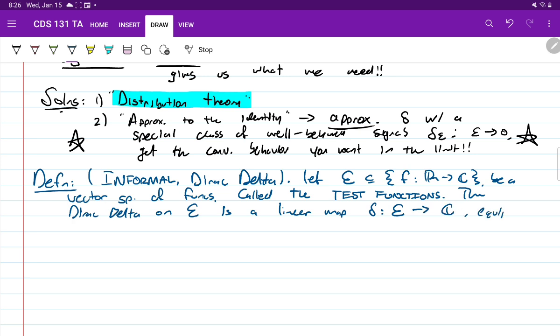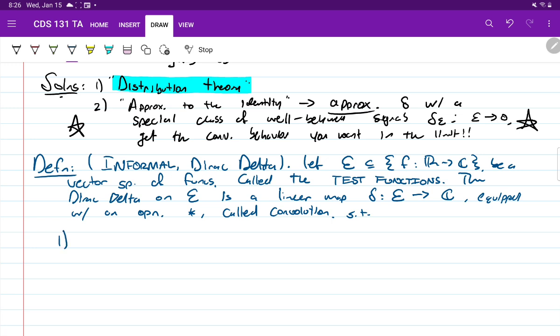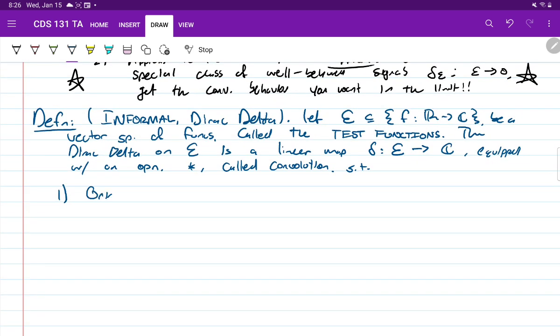It's equipped with an operation star, which I'll call convolution, such that the following properties are satisfied. So first, we'll have a property which I'll call origin, all right? So if delta takes in a function f, which belongs to this set E, then it should return f at 0, okay? So this should hold for all f in E.